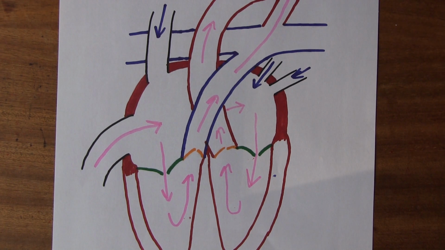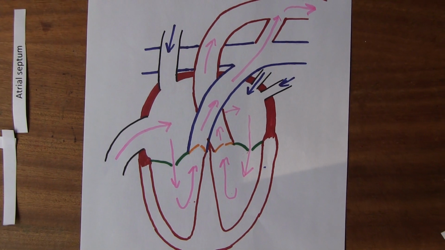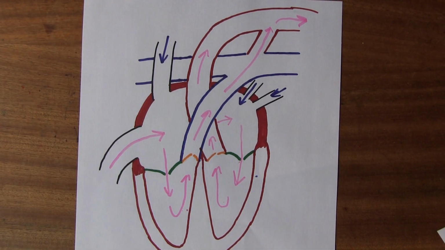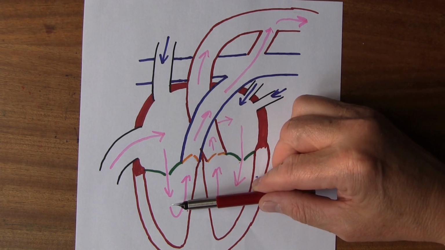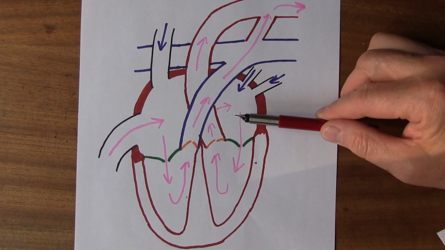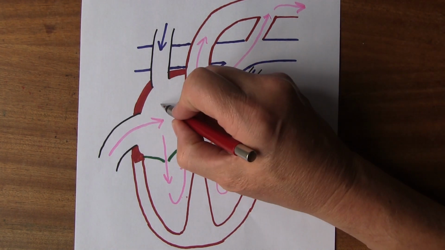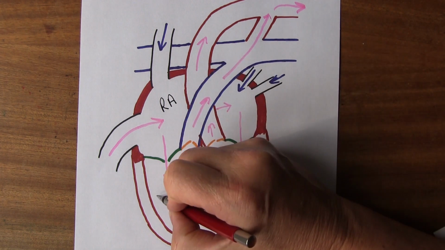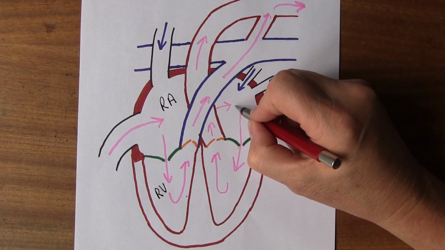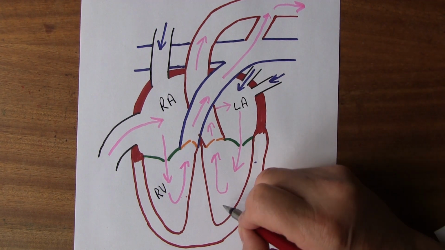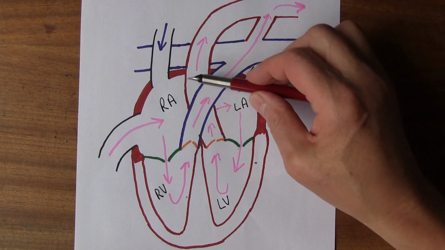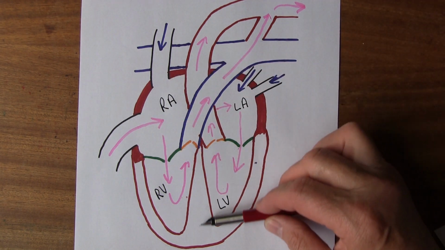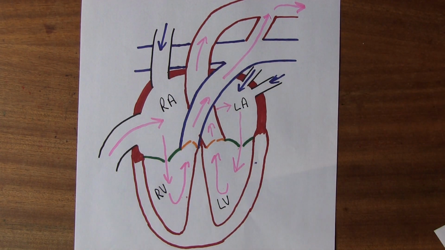First, let's orientate ourselves on this diagram. Now, we can see clearly that's the right atrium, the right ventricle. I could write that on. So that's the right atrium, that's the right ventricle. This is the left atrium, this is the left ventricle. So this is the atrial myocardium coloured in, the ventricular myocardium not coloured in.